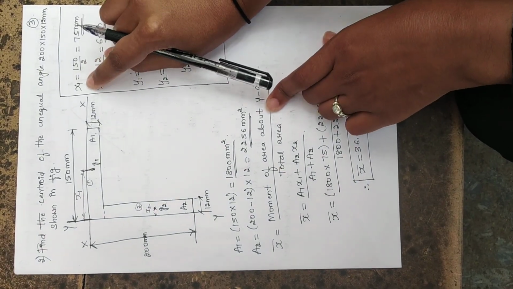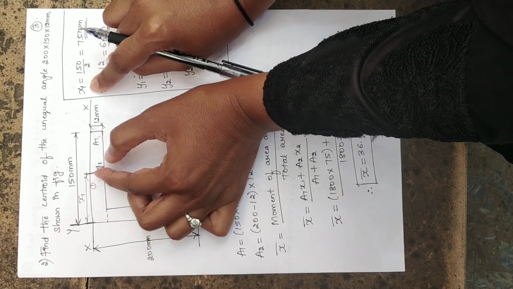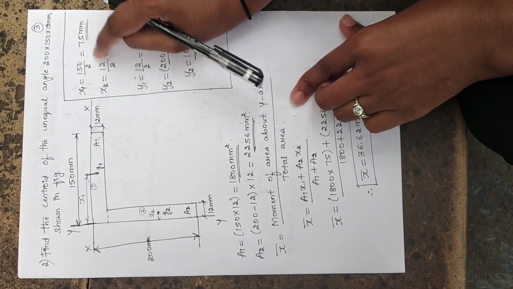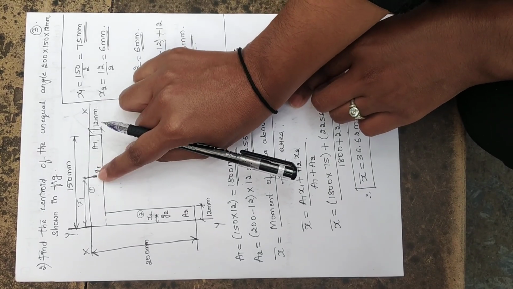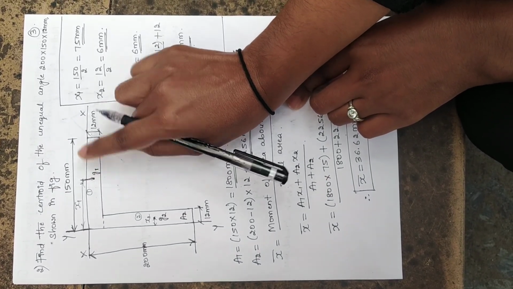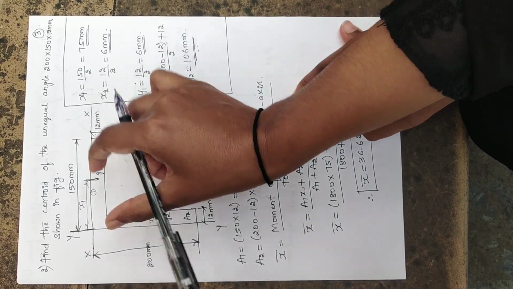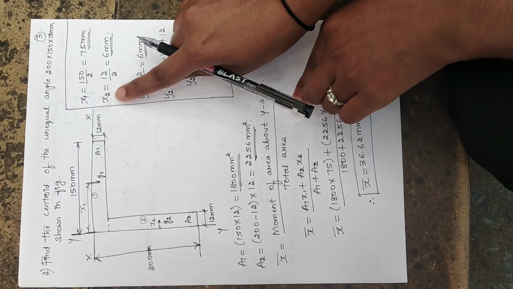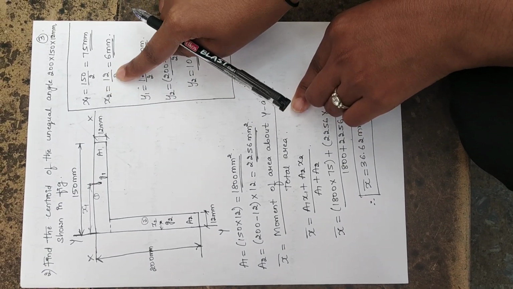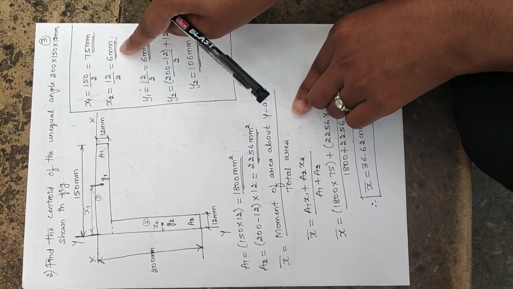The value of x1 will be found out by total distance divided by 2. 150 by 2, which gives you 75 mm. Just because the centroid is lying exactly at the center of the rectangle, you will be getting half of the length as your x1 distance. Similarly, let us find the value of x2. x2 is written as half of this thickness, that is 12 by 2, which is equal to 6 mm.